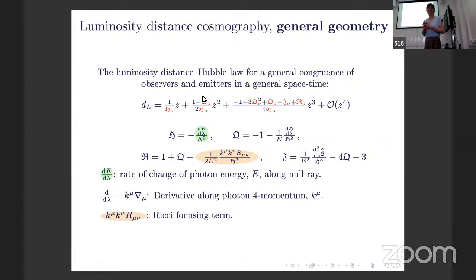Can you recover the FLRW parameters by assuming isotropy in these expressions? Yes, so when you take the limit, you indeed recover the correct results. Homogeneity and isotropy, though. Yeah, not just isotropy. Yes.